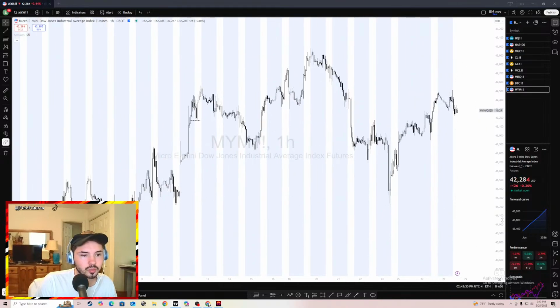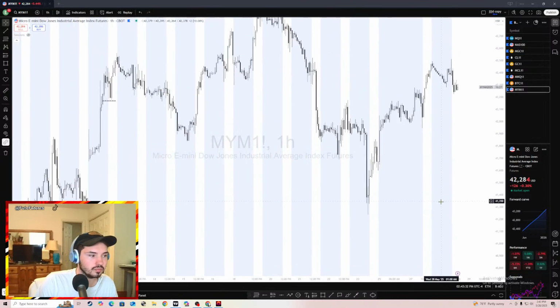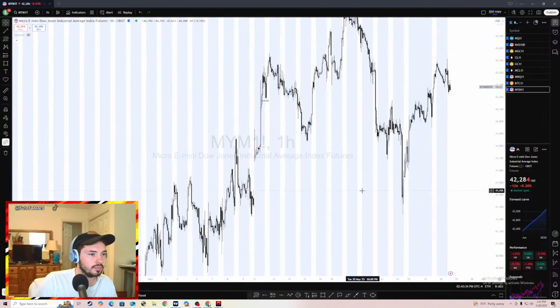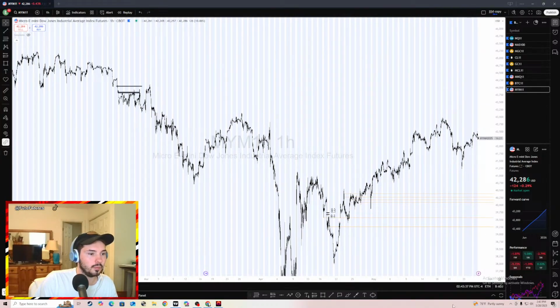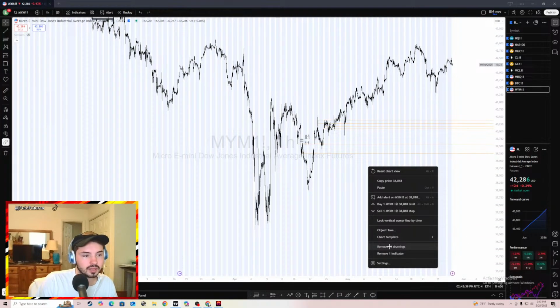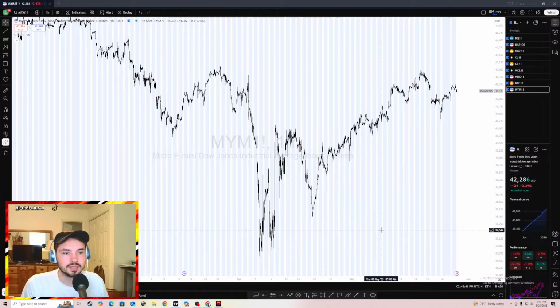Now let's look at it this way, okay? So on the hour time frame, we can scroll out all the way, and this is something that used to confuse me. If I scroll out here, is this giving me a clear picture of what I want to do if I want to trade on the 5-minute time frame? No, this is not going to give me a clear picture.